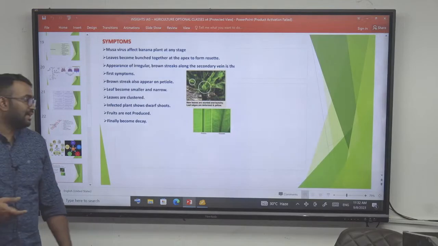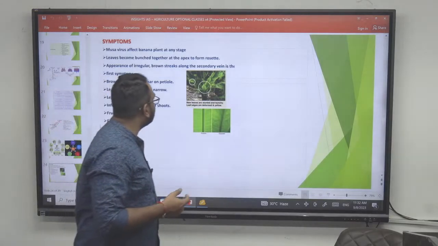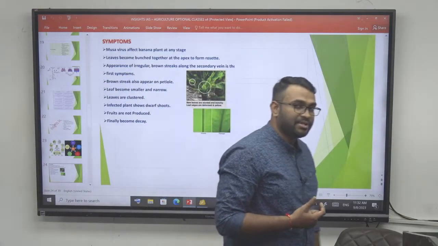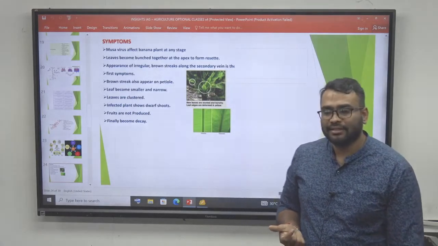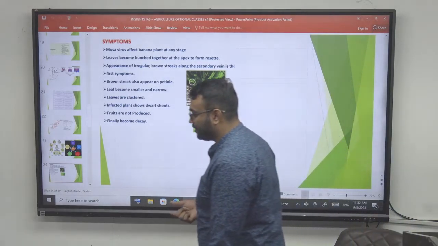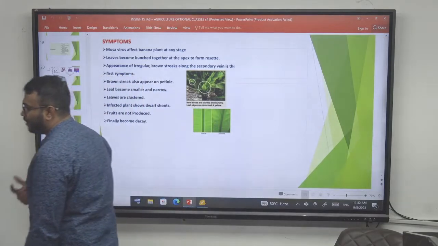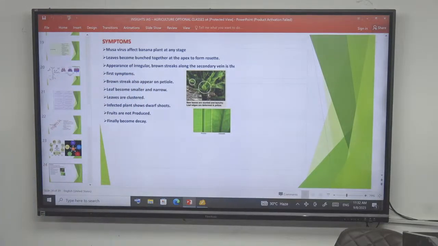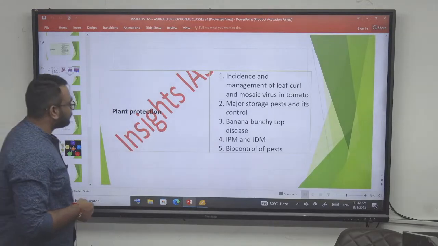and also at times it is transmitted from aphids, right, at times, but most of the times it is a mechanical transfer of this disease, either from farm equipments or else from the seed sources. Clear? So that is banana bunchy top virus.